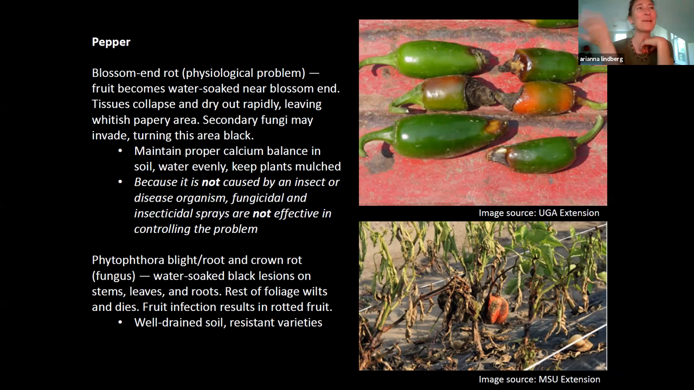And then Phytophthora is kind of similar. And so that is a blight. Again, another fungus. And so you'll notice like these black lesions on stems or leaves and roots. You want to make sure that you have good drainage to prevent this.